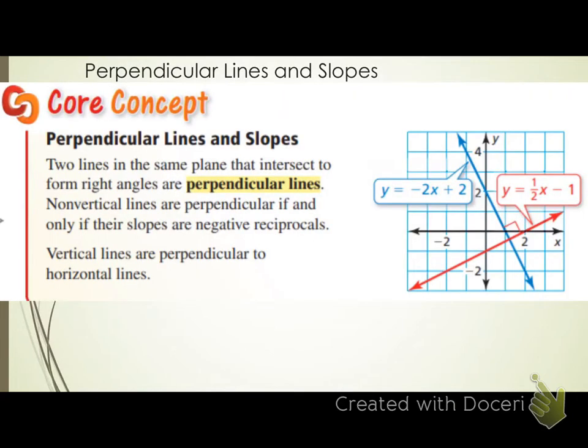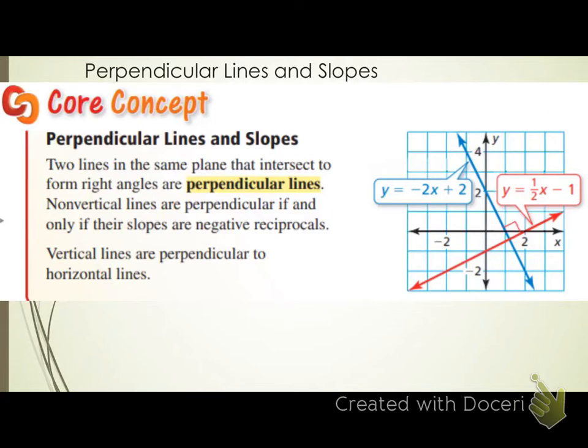Let's just look at it. 2 lines in the same plane that intersect to form right angles are perpendicular lines. So once again, for them to be perpendicular, they have to form right angles when they intersect. Non-vertical lines are perpendicular if and only if their slopes are negative reciprocals of each other.